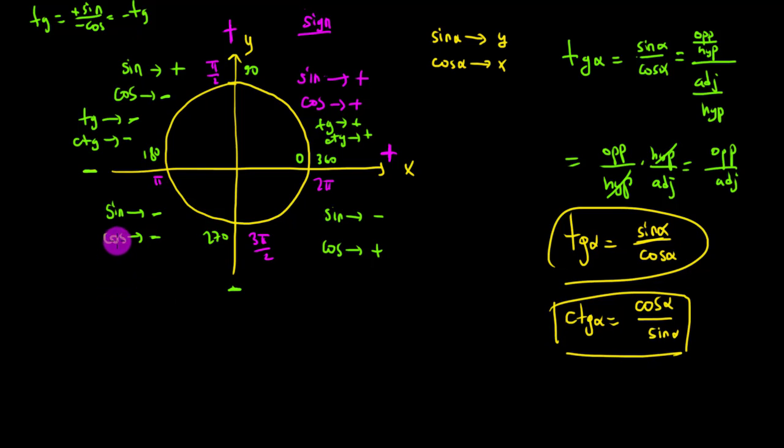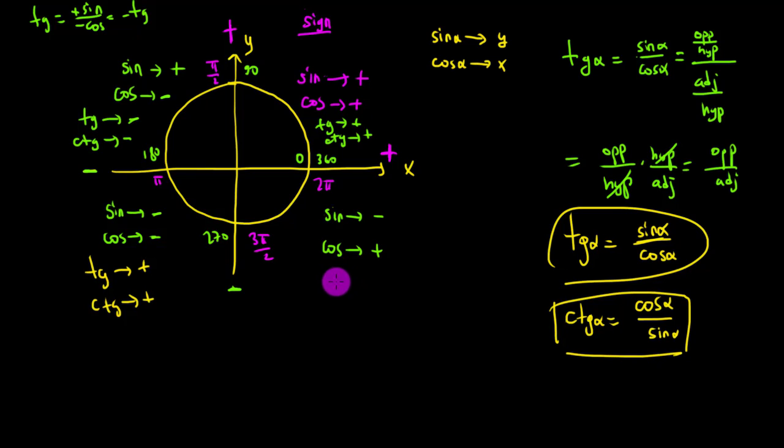You divide minus sine by minus cosine in case of tangent. So minus over minus, it will be plus. And cosine, the same thing. Minus cosine divided by plus sine, it will be also plus.